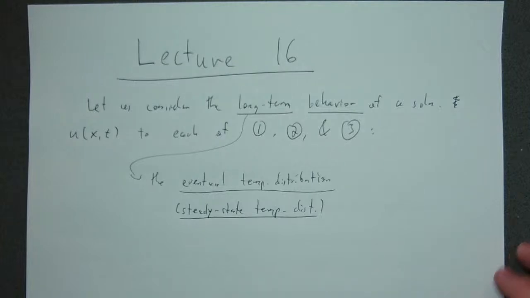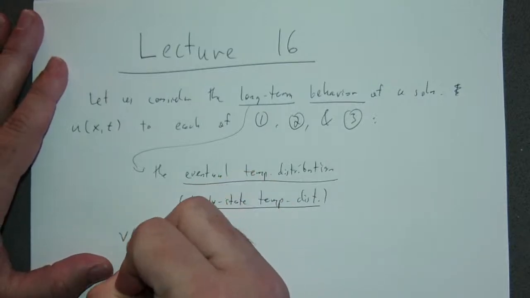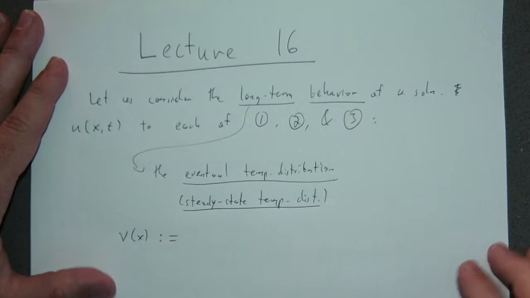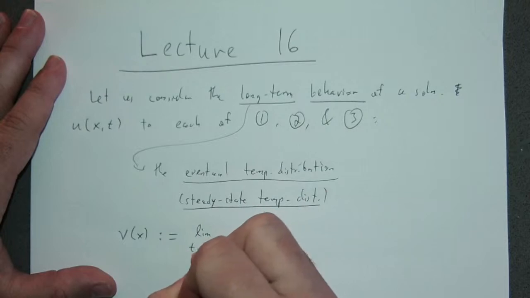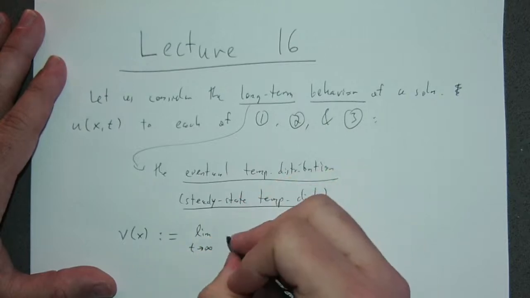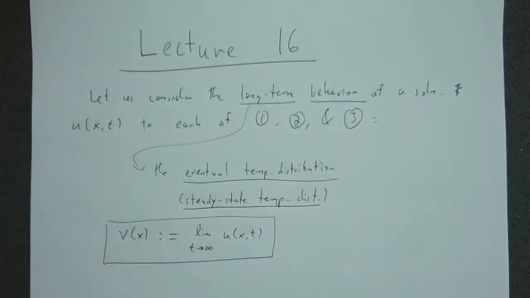Okay. I.e., if what we want is long term, we seek the behavior of the following quantity. We define v(x) to be the limit as t goes to infinity of our solution. Then what does this thing do? This describes the distribution at infinity, right? So as t goes to infinity, this is what I mean by the long-term asymptotic eventual temperature distribution here. Okay, with respect to t.